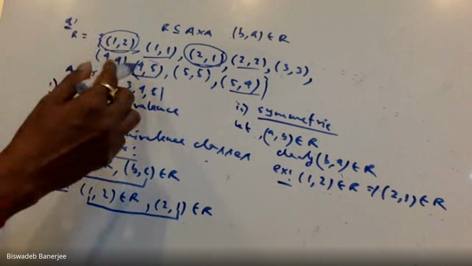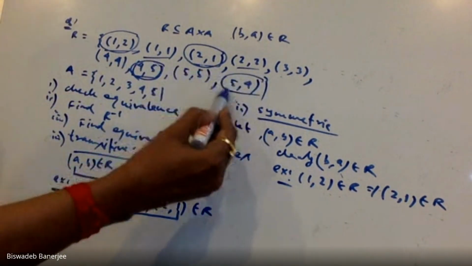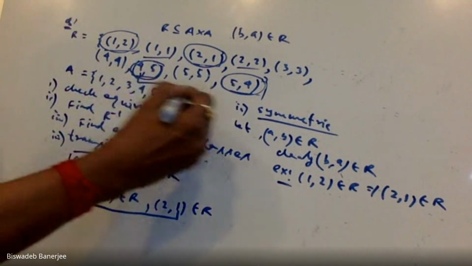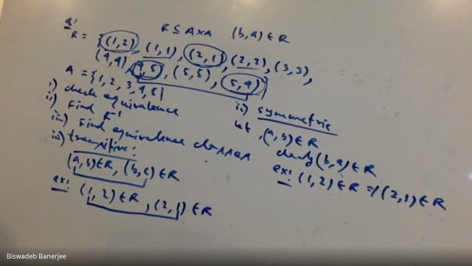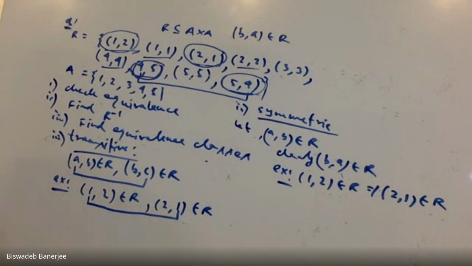Taking the pair (4, 5). See that (4, 5) belongs to R and (5, 4) belongs to R. Then you have to check whether (4, 4) belongs to R. Answer is yes, (4, 4) belongs to R.